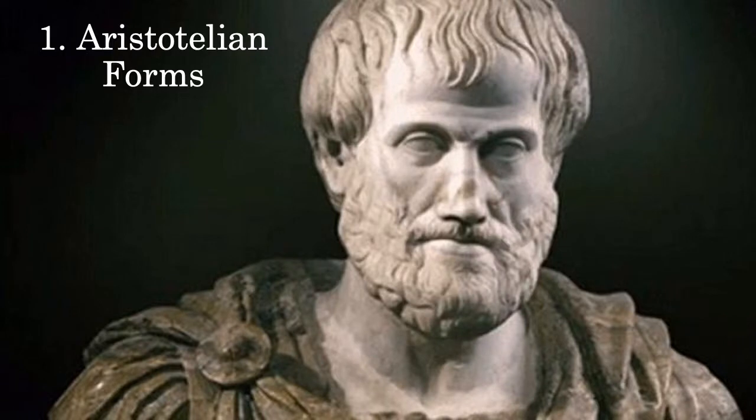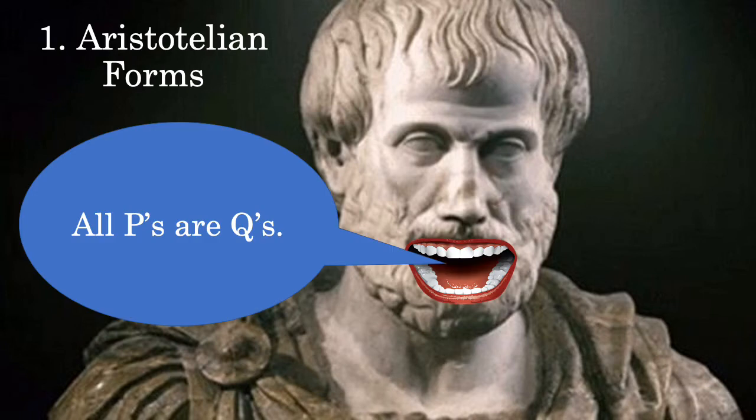For those of you who don't know, Aristotle was an ancient Greek philosopher who lived in the 3rd century BC. He wrote on pretty much everything, including logic. Today, we'll look at his nice classification of 4 basic kinds of quantified statements. First, they're just plain old universal statements. These have the form of all P's are Q's. For instance, all men are mortal.